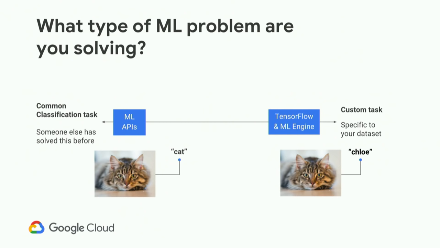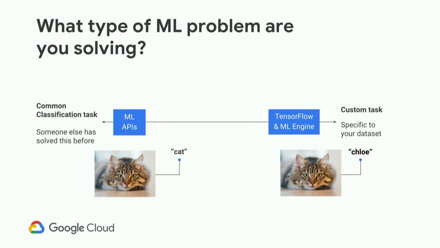So let's take image classification as an example. Let's say you want to identify that there's a cat in this image. Now, you've probably heard this example before. This has been done many times before. There's lots of models that exist out there that have been trained on hundreds of thousands of images that can tell you if there's a cat in an image or not. So there's no need to start from scratch, although you can if you'd like. But it's fastest to utilize a pre-trained model that's already out there to help you with this.